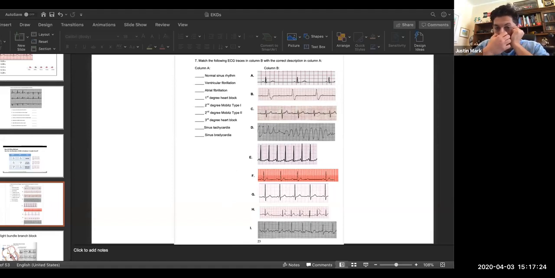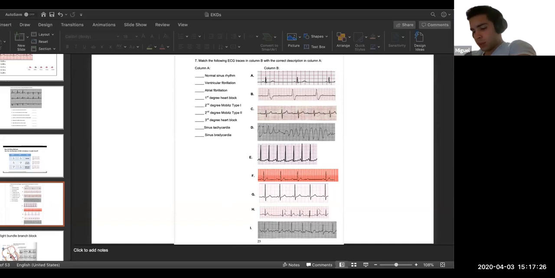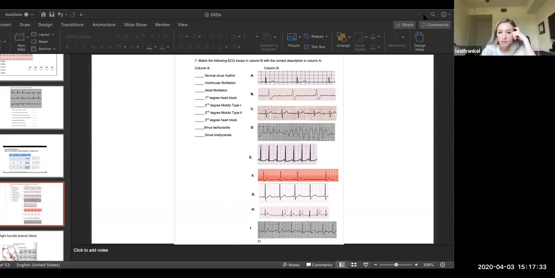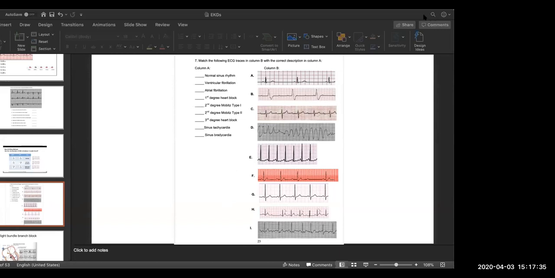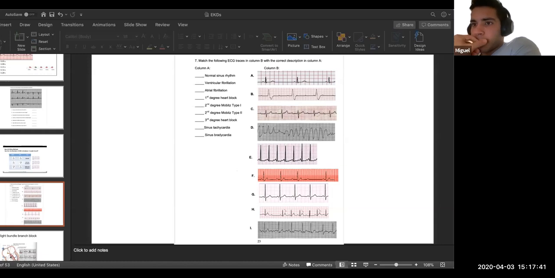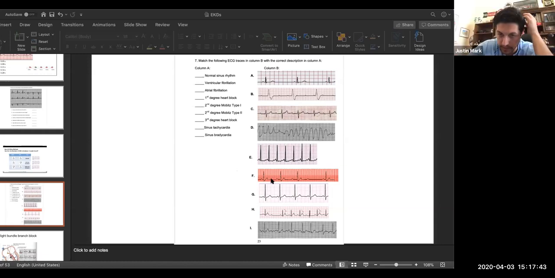I think F has a dropped QRS. It does. F and H. F is Mobitz 1, and it looks like it's extending. Yeah, you're correct. As you said, you're dropping a QRS, and it's kind of hard to tell, but you're lengthening the PR interval.